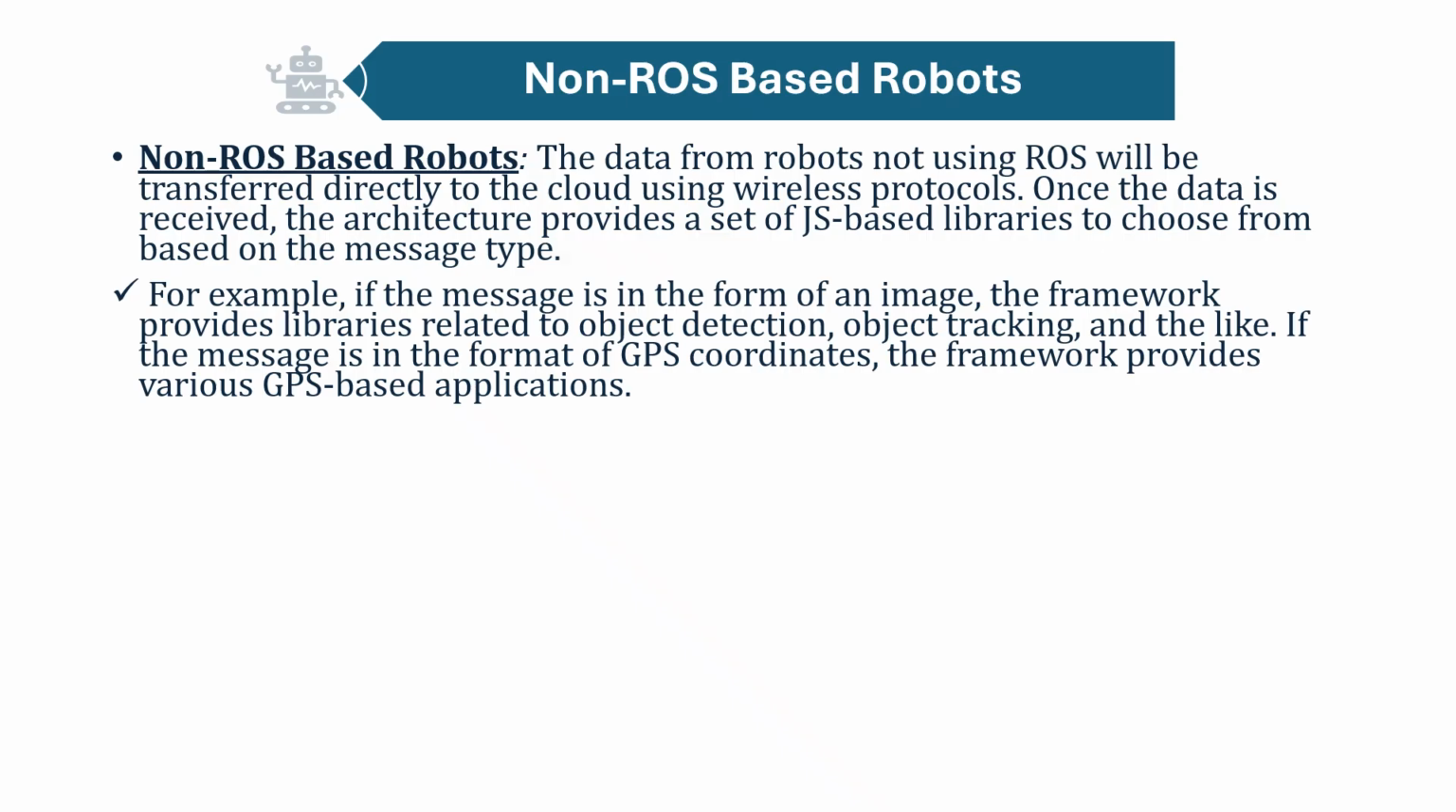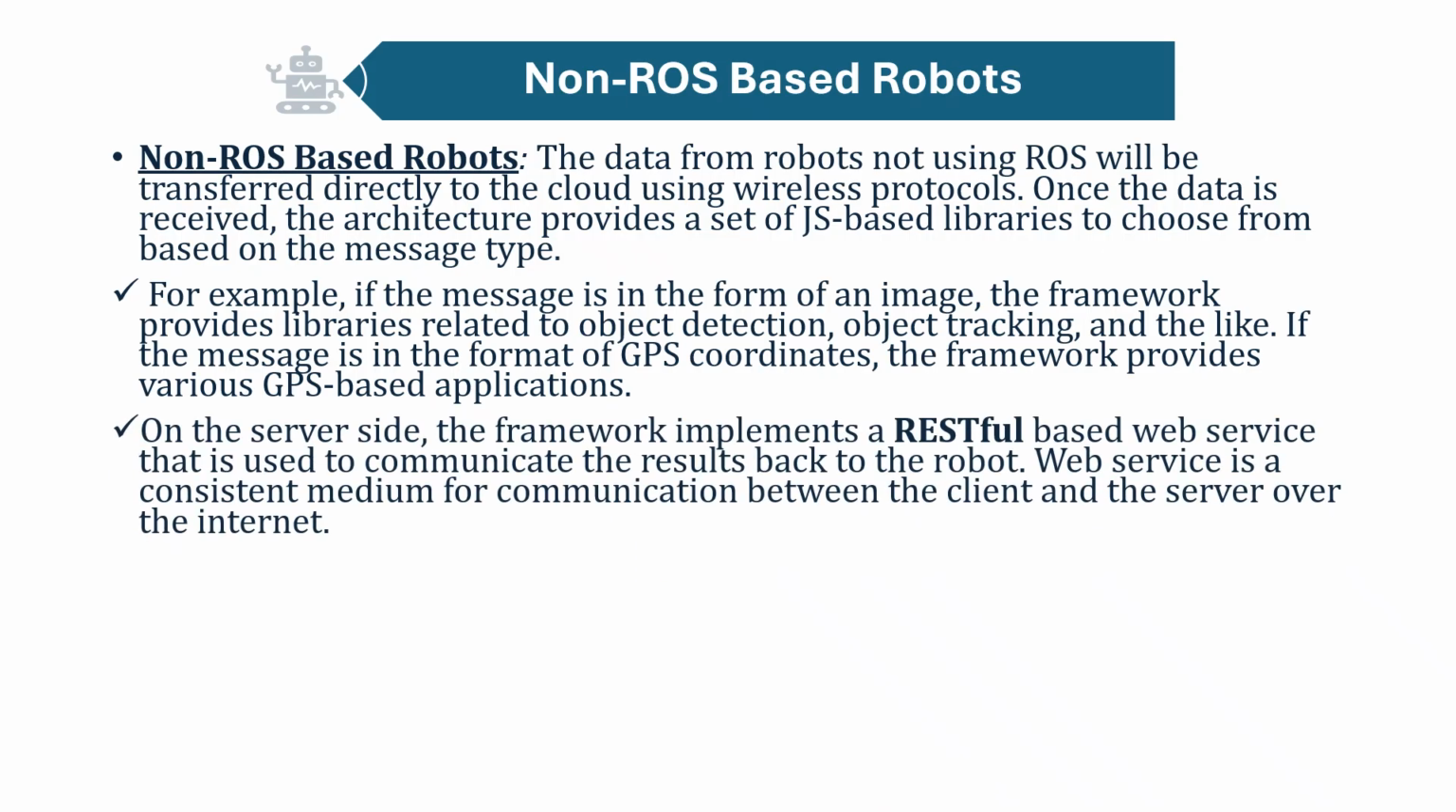That means according to the input, the libraries or the packages are provided. In case of ROS based robots, ROS packages are provided. But in case of non-ROS based robots, directly the libraries or GPS based applications are provided to the user. Clear?